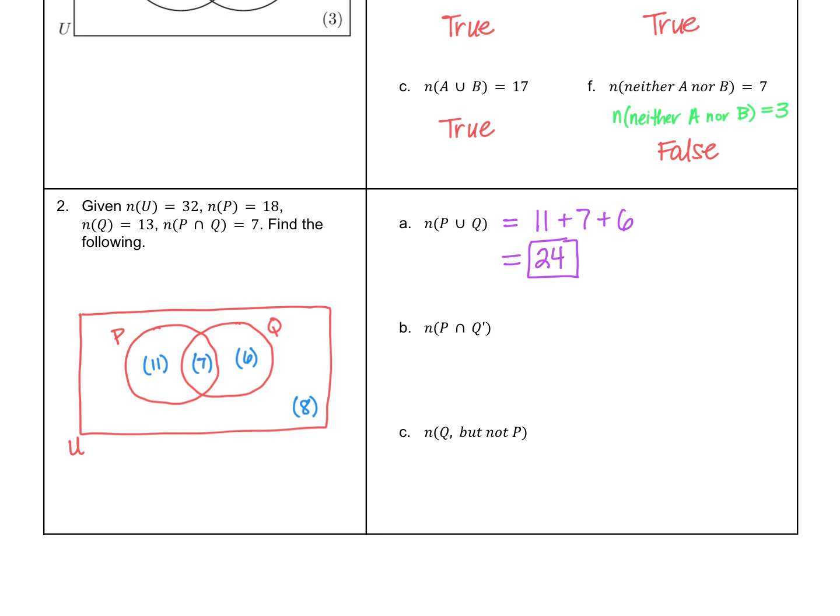All right. If I want to find the number of elements that are in the intersection of P and not Q, then I know that the number of elements that are in P is going to be 11 and 7. And then the number of elements that are not in Q will be 11 and 8. And if I want to find where those intersect, I'm going to choose the 11 because it has both colors around it. So my answer here would be 11.